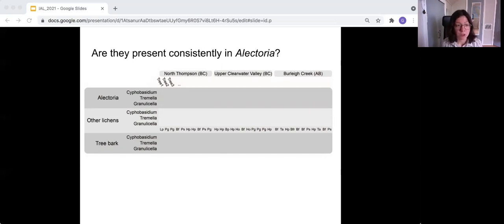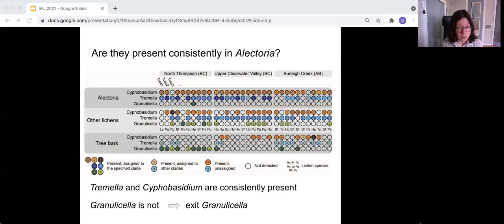The purpose of this test was to first check if these lineages are present in Alectoria consistently, and then check if they are specific to Alectoria, because we wanted to exclude the possibilities that they are just everywhere in the environment and not specific to lichens. And this is what we saw. Cyphobasidium and Tremella are present in Alectoria consistently, and every Alectoria had at least one of the 2. Mostly coming from lichen-specific clade. With Granulocellae, it was kind of the opposite. It was only once reported from Alectoria, but it was quite present in tree bark. Therefore, we concluded that Granulocellae isn't actually a part of lichen symbiosis.